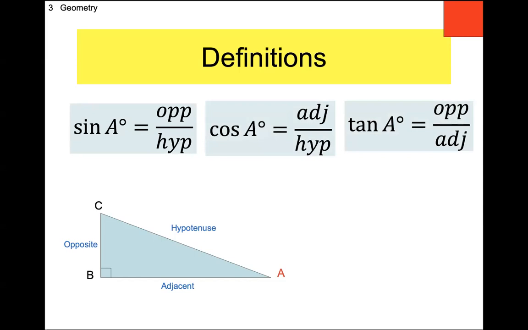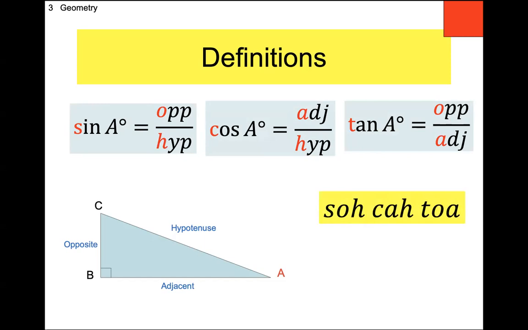So what we do is we take the first letter of each one of those words. In other words, I'm taking the S, the O, and the H, the C, the A, and the H, and the T, the O, and the A, and make 3 words. 3 words for all 3 of those trig functions. And this is probably what mom and dad remember when they were doing trig. And it's the word SOHCAHTOA.